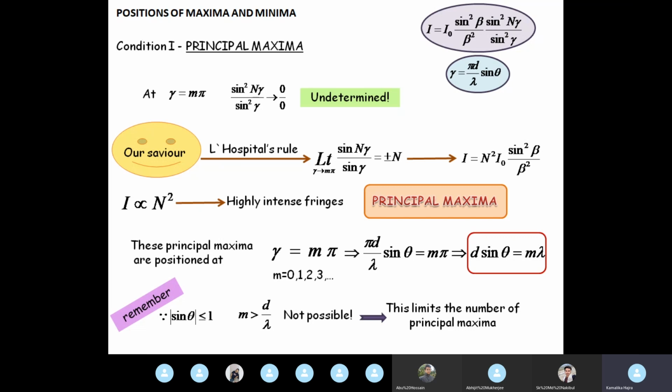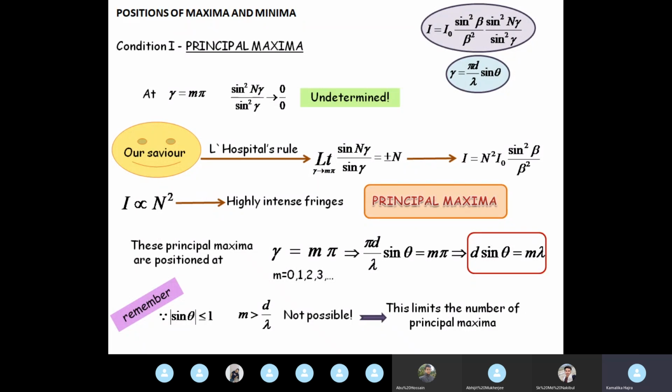Although theoretically or mathematically, there is no limit to the number of principal maxima a particular system can have. M can be any integer, and you can go on to any high value of m and you will get that order of principal maxima. But because of technical reasons, because sine theta has to be less than or equal to 1, m cannot exceed the value of d by lambda for a given setup, so that there is a limitation on the number of principal maxima that you may get. Okay, so this is the concept of principal maxima.